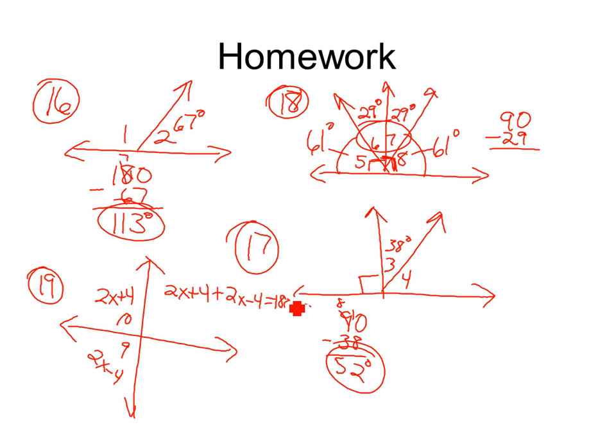I'm going to solve this real quick. 4x equals 180. Divide by 4. X equals 45. Is that our answer? Now, what do you do with that? Plug it back in. What's 2 times 45? 90. 90 plus 4? 94. 86. 86. Those would be your two answers.